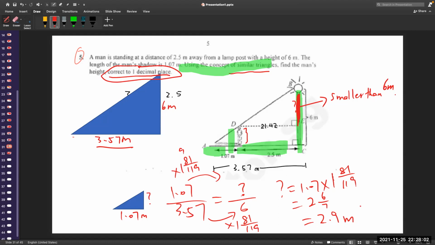Something's not right. Let me double check with my phone calculator. So this is 1.07 divided by 3.57. No, 6 divided by 3.57. 6 divided by 0.